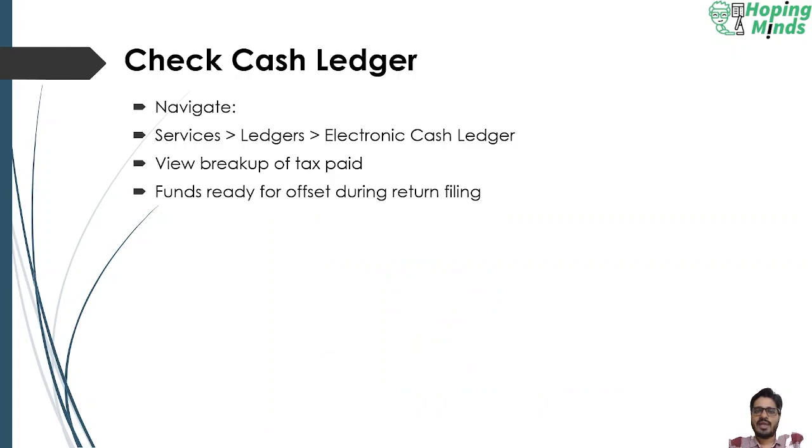We can check the cash ledger balance by navigating to Services, then Ledgers, and Electronic Cash Ledger. There we can see the values have been updated as per the challan that we have paid. That is, we can see the breakup of the tax amount, interest amount, penalty amount, and late fee amount in the cash ledger, and we can use this amount for filing of our GSTR 3B return.